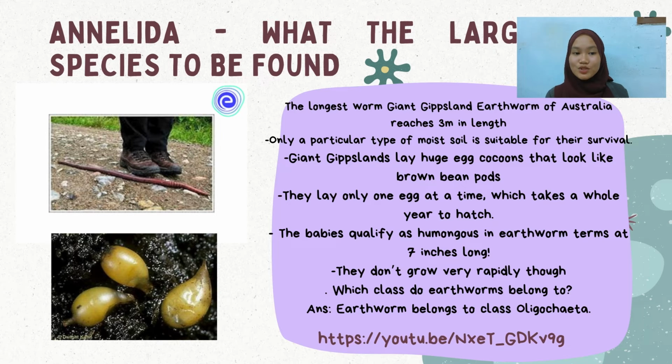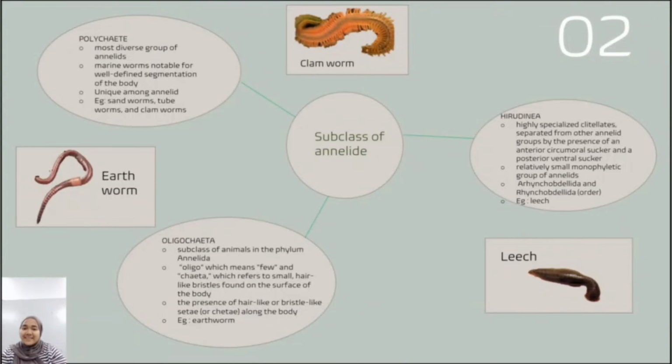And could you guys guess what class earthworms belong to? Yes, earthworms belong to class Oligochaeta. That's all from me. So now we talk about the subclasses of annelid. There are 3 subclasses of annelid, which are Polychaeta, Oligochaeta, and also Hirudinea.